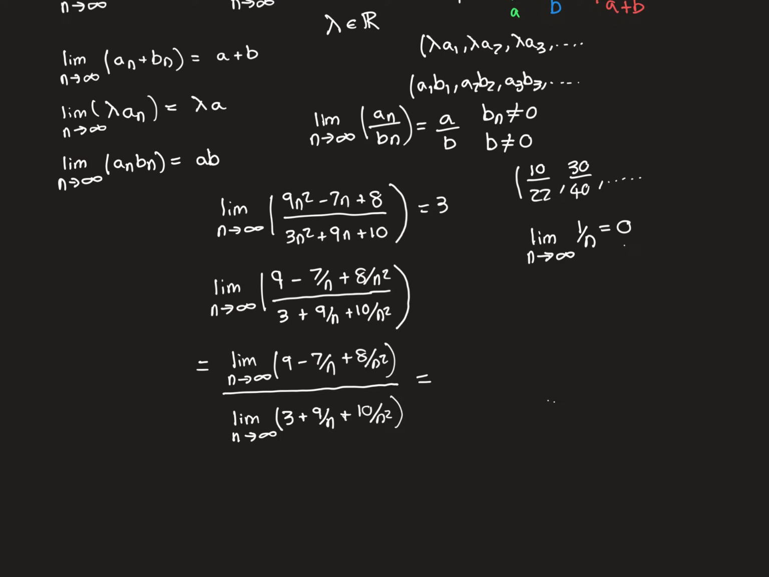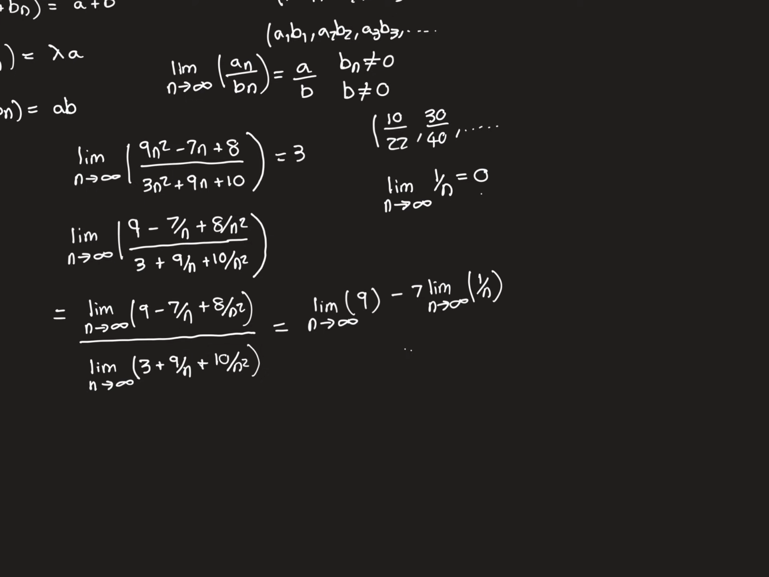Excuse me. So this will become, and I'll write a little bit more of this out. So limit as n approaches infinity of 9, which of course is just equal to 9. And then we'll have minus, and then we can pull that constant out. So we'll pull the 7 out. Limit as n approaches infinity of 1 over n. And I'm just going to make a bit more space. Plus, and then again we'll pull the 8 out.